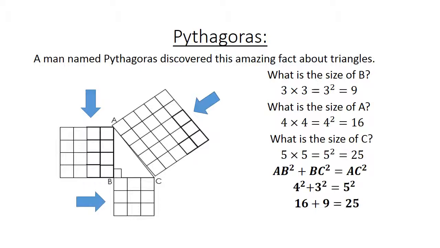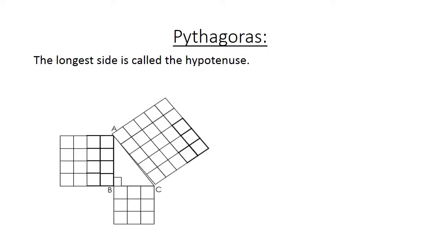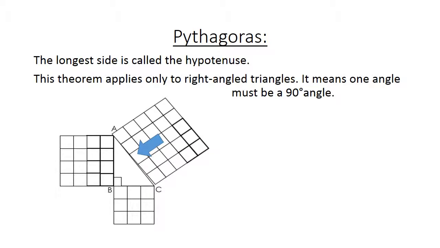Now, if we count them, it was 4 to the power of 2 plus 3 to the power of 2 equals 5 to the power of 2. 16 plus 9 equals 25. 25 is equal to 25. The longer side is called the hypotenuse. The theorem applies only to right-angled triangles. It means one angle must be a 90 degree angle. Angle ABC is 90 degrees.